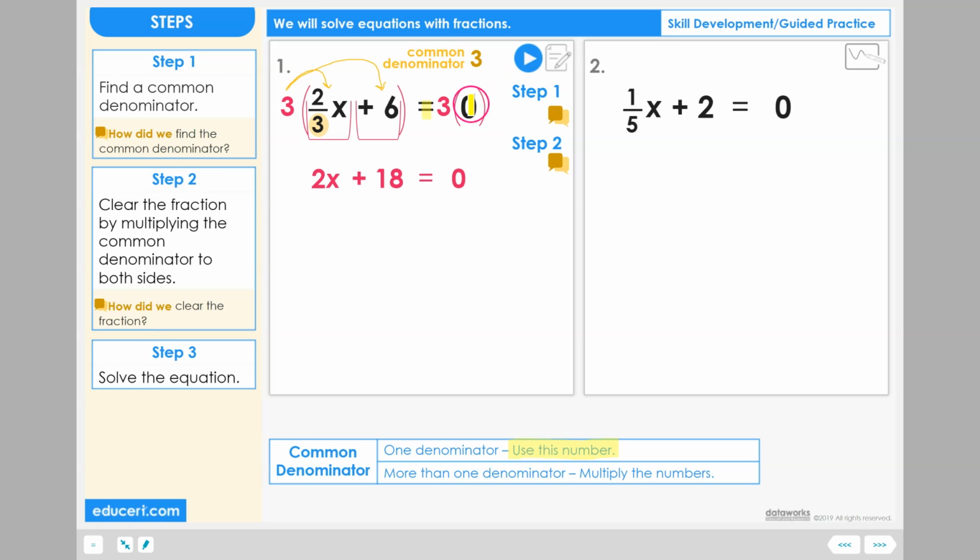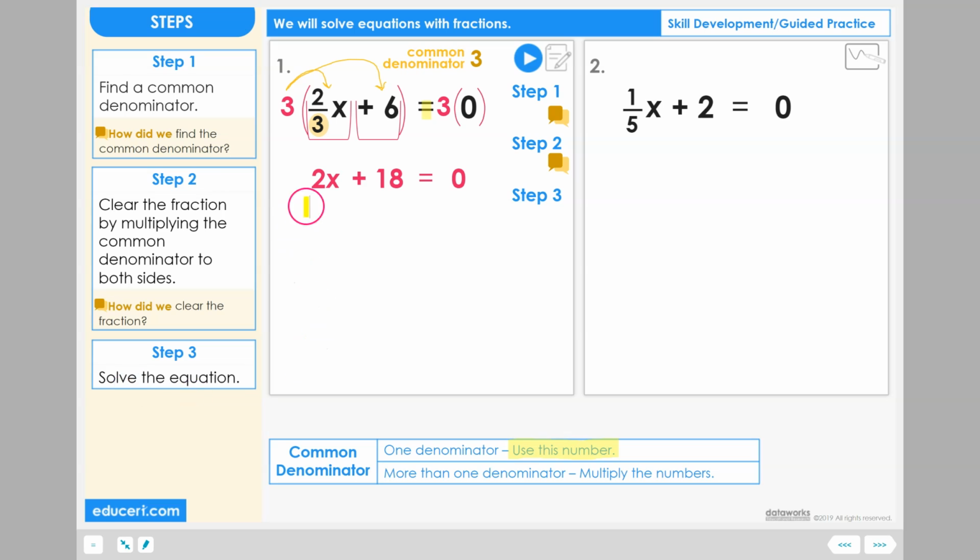To clear the fraction, we used the common denominator value 3 and multiplied it to every term inside of the equation. We multiplied 3 to the entire expression on the left side and the entire expression on the right side. On the left side, we had two terms, so we had to do a distribution multiplying 3 into both terms. We used our fraction multiplication of cross-reducing, which cleared the fraction, giving us our equation 2x plus 18 equals 0.